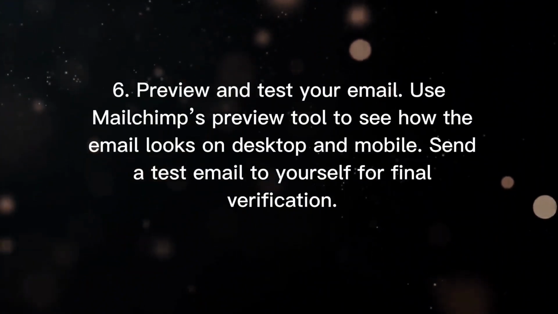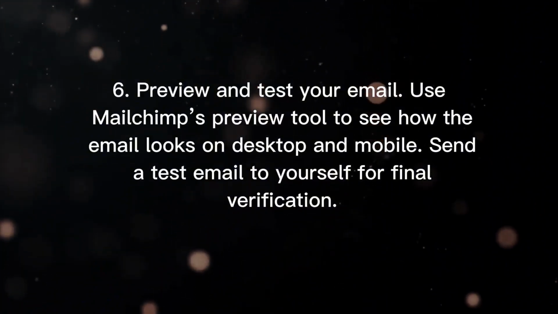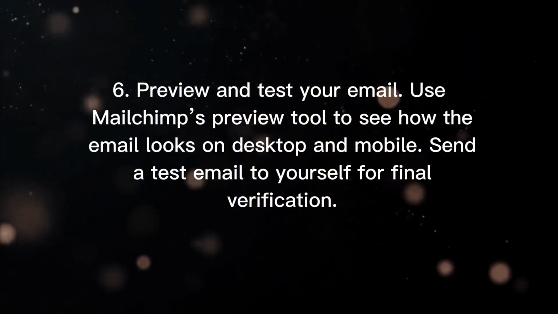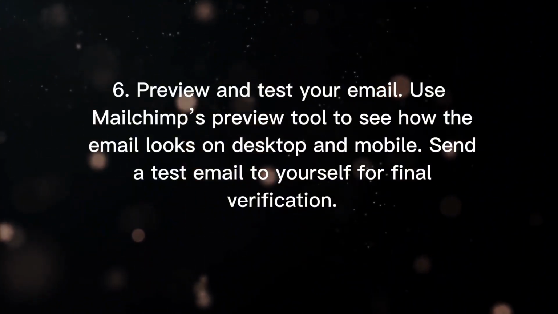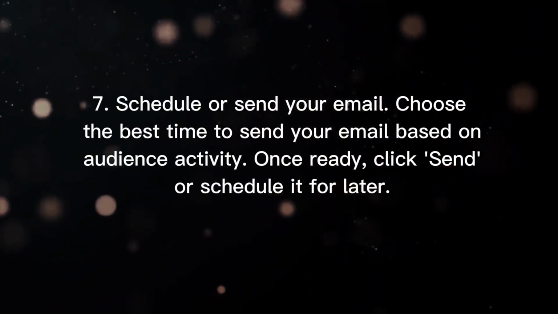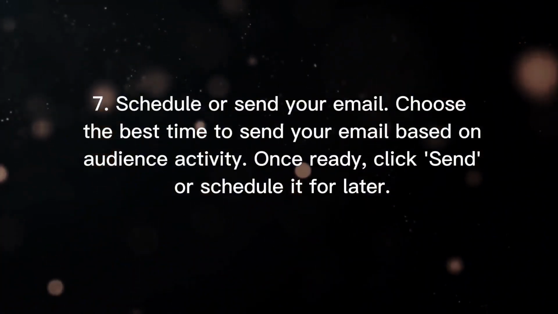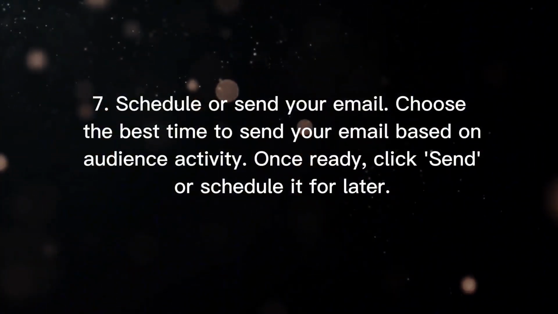6. Preview and test your email. Use Mailchimp's preview tool to see how the email looks on desktop and mobile. Send a test email to yourself for final verification. 7. Schedule or send your email. Choose the best time to send your email based on audience activity. Once ready, click Send or schedule it for later.